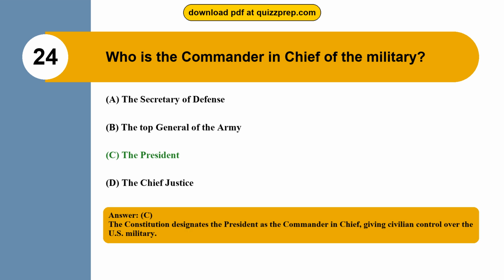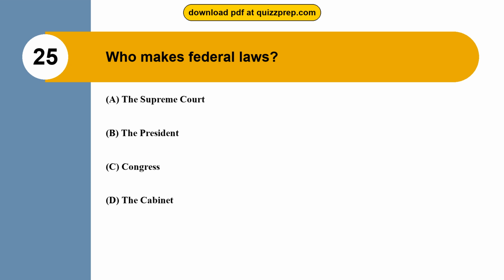The Constitution designates the President as the Commander-in-Chief, giving civilian control over the U.S. military. Question 25. Who makes federal laws? Option A, the Supreme Court. Option B, the President. Option C, Congress. Option D, the Cabinet. The correct answer is option C, Congress.